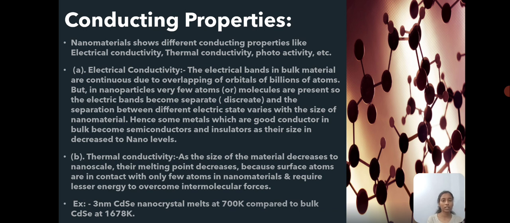Thermal conductivity. As the size of the material decreases to nanoscale, their melting point decreases because surface atoms are in contact with only few atoms in nanomaterials and require lesser energy to overcome intermolecular forces. For example, 3 nm cadmium selenide nanocrystal melts at 700 Kelvin compared to bulk cadmium selenide at 1678 Kelvin.